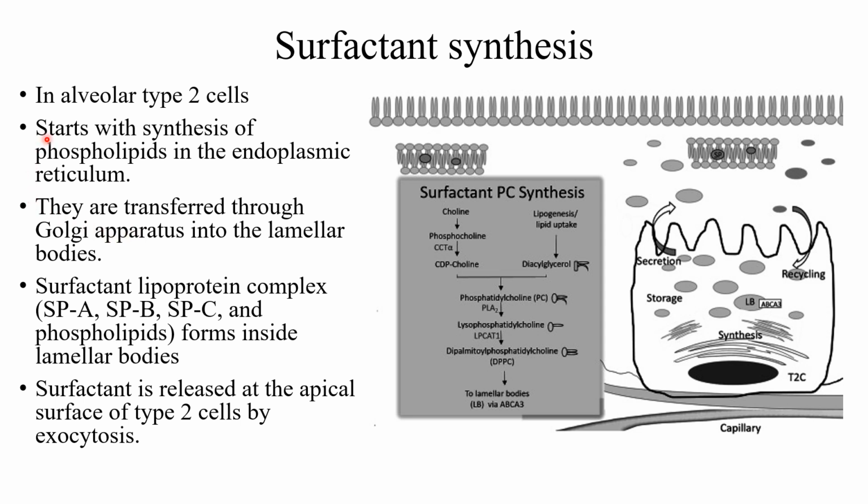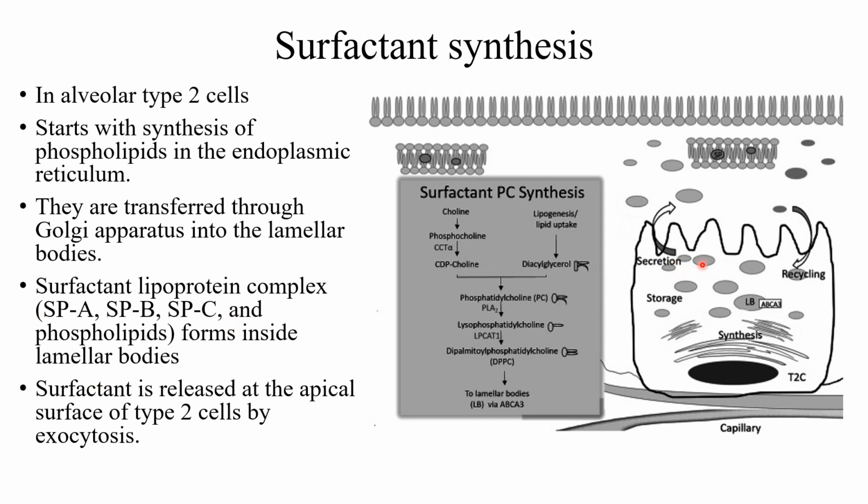The first step is the synthesis of the phospholipid molecules, and this occurs in the endoplasmic reticulum of the alveolar type 2 cells. The phospholipids are transported through the Golgi apparatus to lamellar bodies. These lamellar bodies are small vesicular structures that store surfactant, and they are present in the alveolar type 2 cells. In the lamellar bodies, we have formation of the surfactant lipoprotein complex.